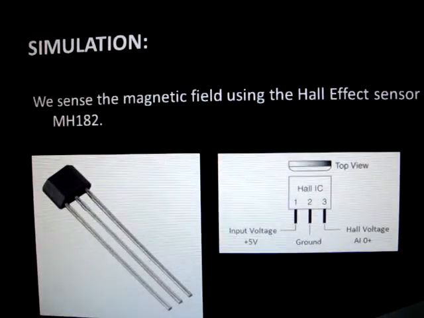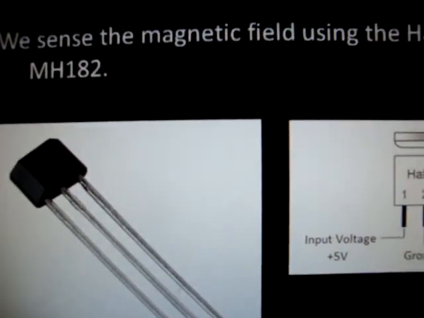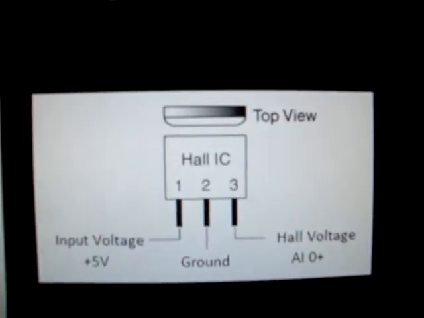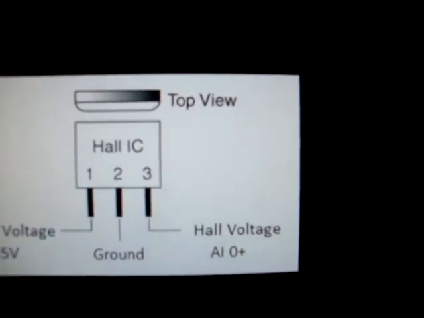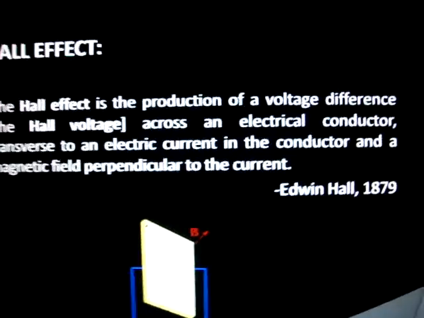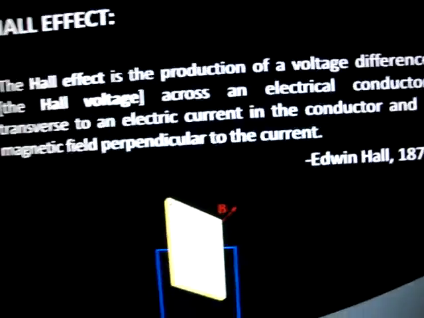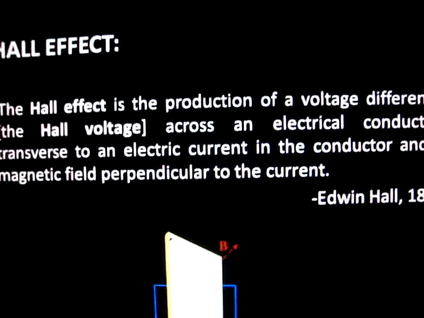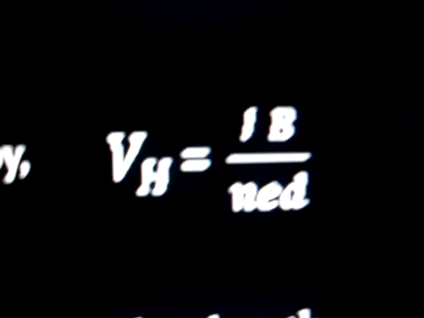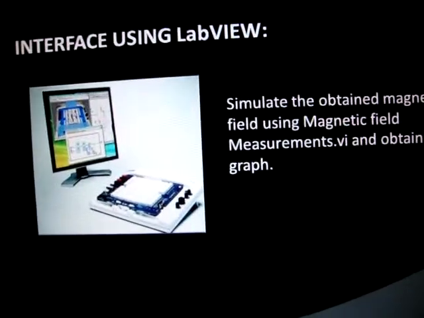For simulation purposes, we have used a Hall effect sensor, whereas on a wide scale we can use a magnetometer. For the Hall effect sensor, we have taken the IC MH182. The first pin is given to +5 volts, the second to ground, and the third to analog input AI port 0. The Hall effect sensor basically works on the following principle: an equivalent voltage is produced depending on the variation in the magnetic field. That is how we simulate it.